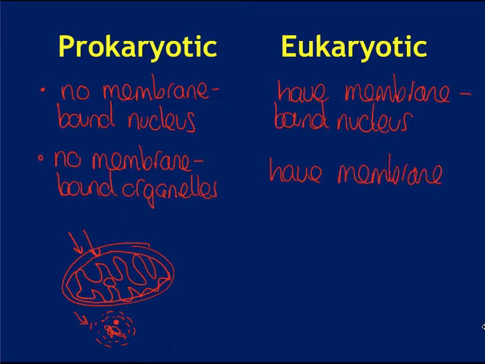So that will be like an animal cell having mitochondria in there, plant cells having both mitochondria and chloroplasts, membrane bound organelles.